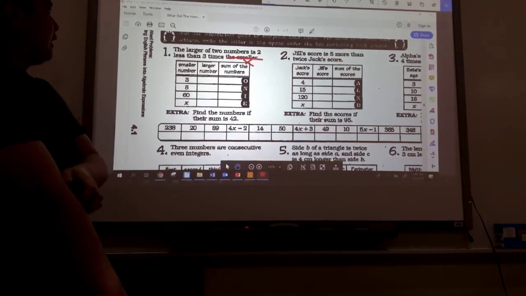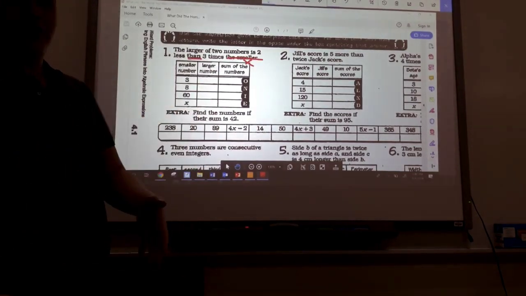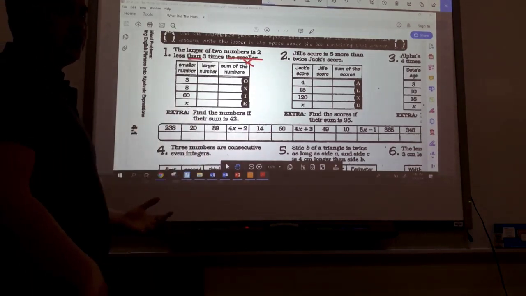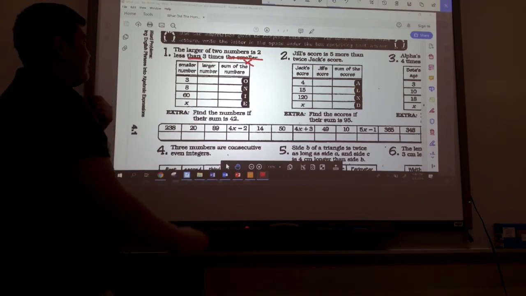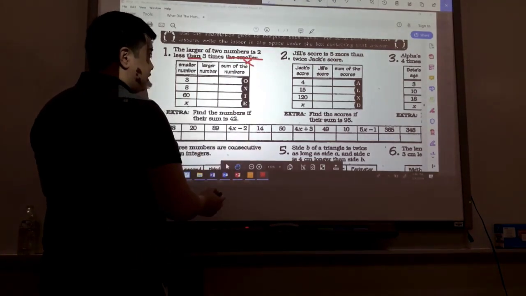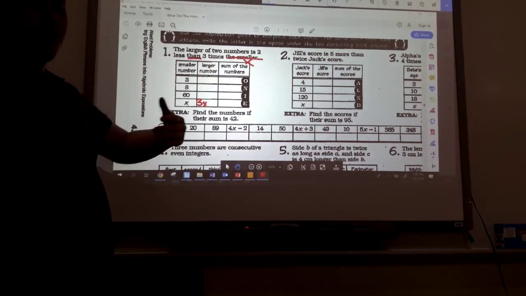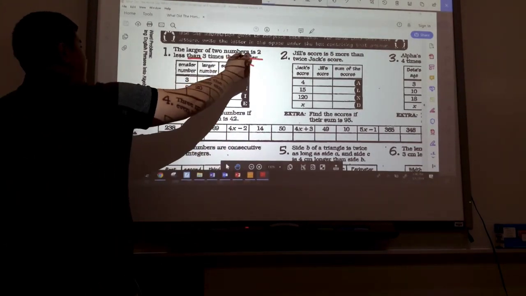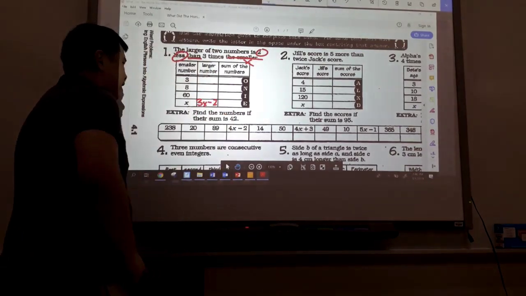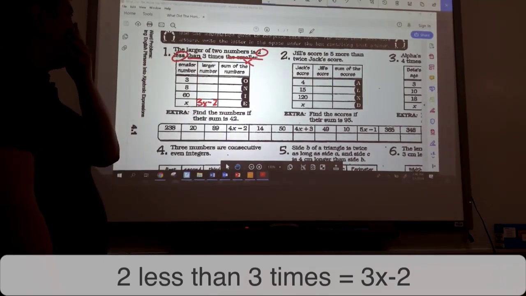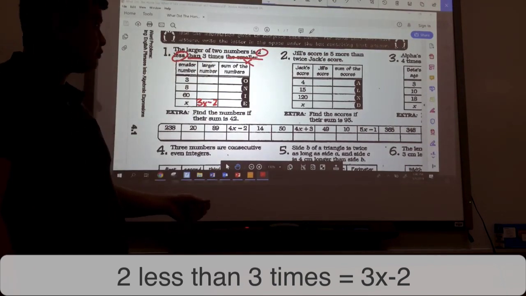Okay? Again, we have the word than, which is a reverse word, which means what happens after the word than has to happen first in our expression that represents the larger of the numbers. And what happens afterwards is 3 times x. That's going to happen first because reverse word. What happens before the reverse word is 2 less, so it's going to happen afterwards. So 3x minus 2 is the expression for the larger number when the smaller number is x.